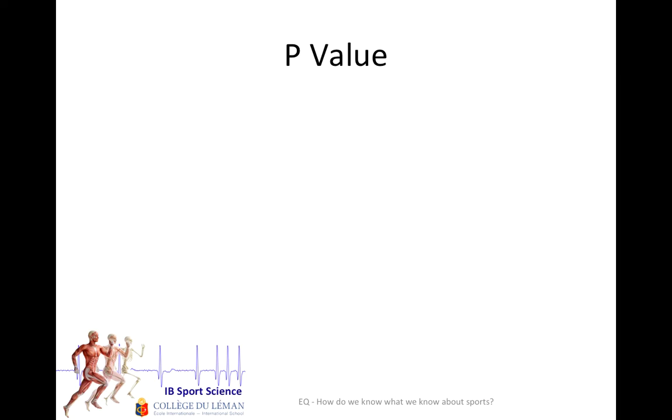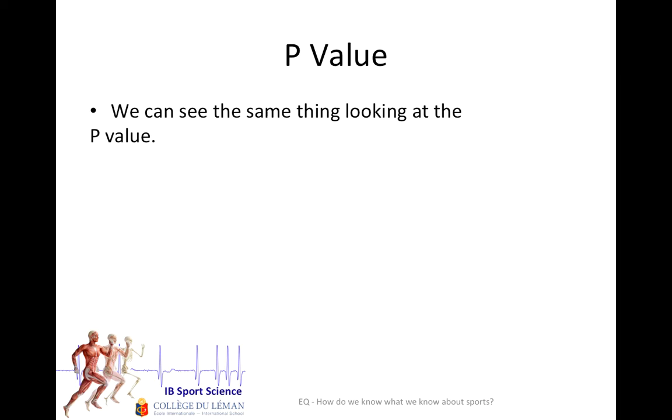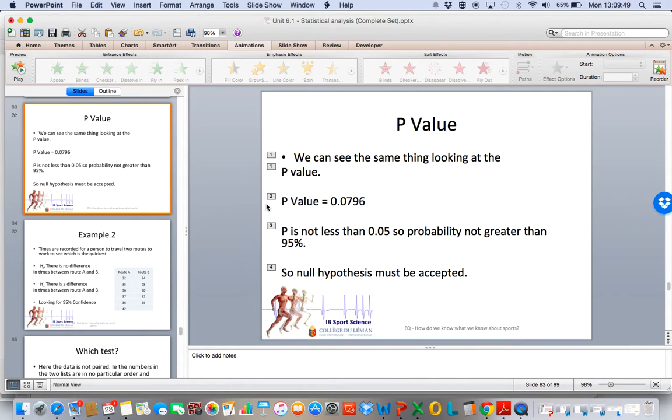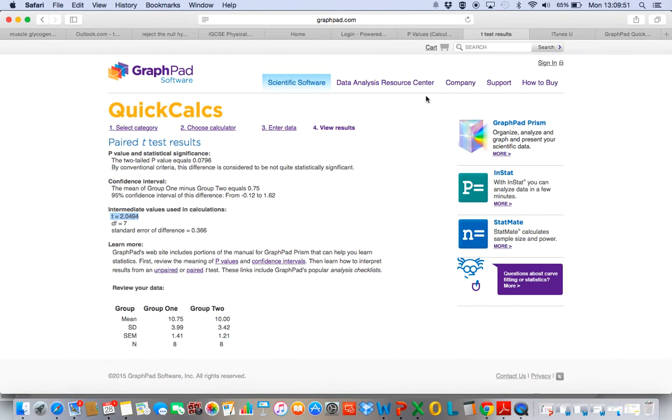Let's have a look at what the p-value gives us. So we can see the same thing looking at the p-value, but we just need to interpret the result differently. Our p-value is 0.079, and let me show you how to calculate this. If we go back to GraphPad, we can see that it spits it out up here. 0.079, just here. That's our p-value.